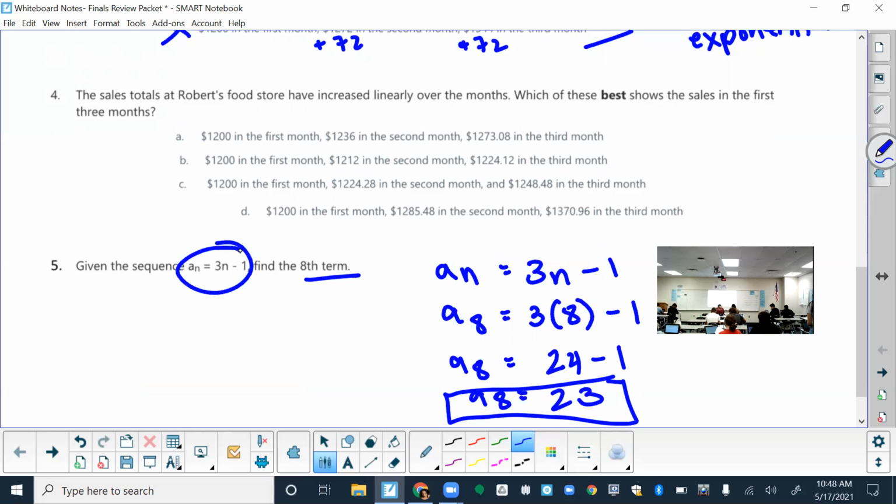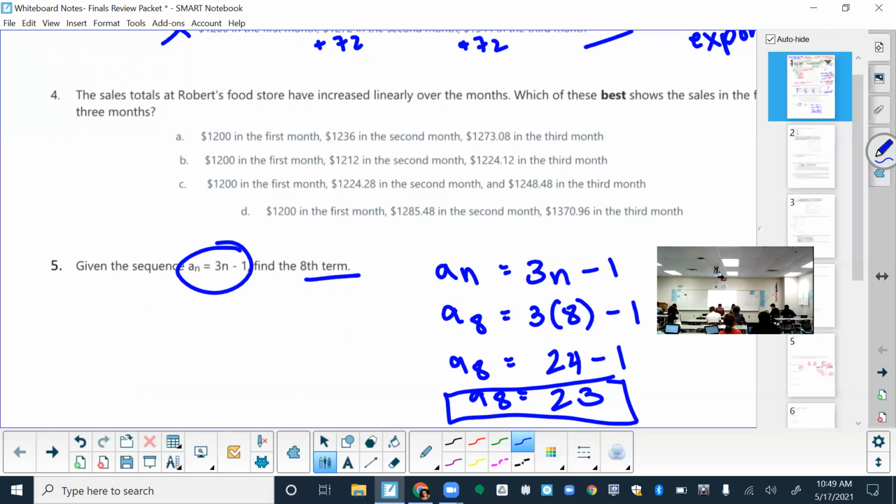All right, so if it gives you the equation, just plug it into the equation. That's all you have to do. Question? Any other ones? Number 6.